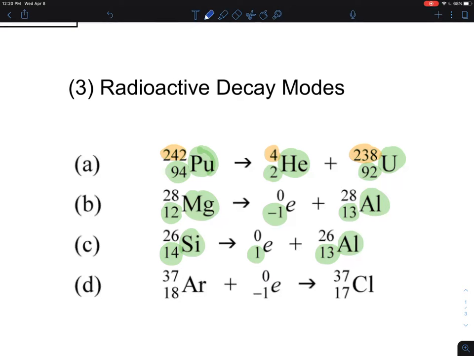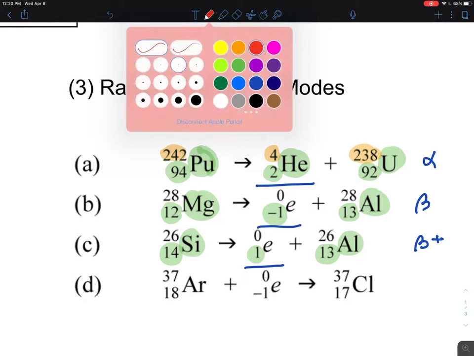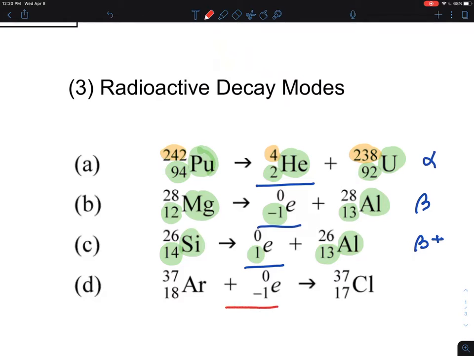Those are the three categories where something is emitted. This is alpha, this is a beta, this is a beta plus emission. And the one that I'm using a different color for, this thing happens before. This is an electron capture, and you will see an easier way to balance it out.